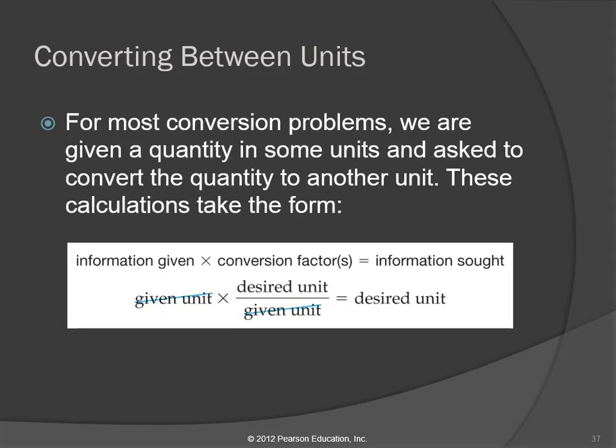So for most conversion problems, we've got a quantity that's given to us in one unit, and we're asked to convert that to a different unit. And so these calculations are going to take this general form. We've got the information that's given. We're going to multiply by one or more conversion factors, and then we're going to get the information that we're trying to find. So the given unit times a conversion factor that relates the unit we want to the given unit, and then we end up with the desired unit.